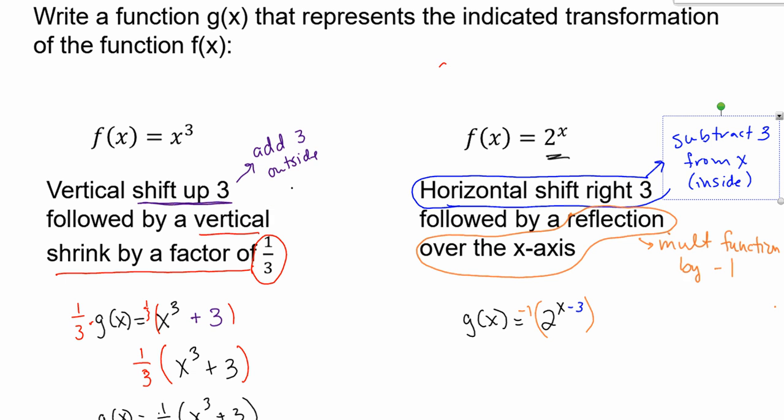So your final function, right now as it is, looks like this: -1 times 2 to the x minus 3 power. That can be written as -2 to the x minus 3 power. Notice that that -1 didn't affect inside the x. That's not part of the outside. That would be the inside. Okay, next one.